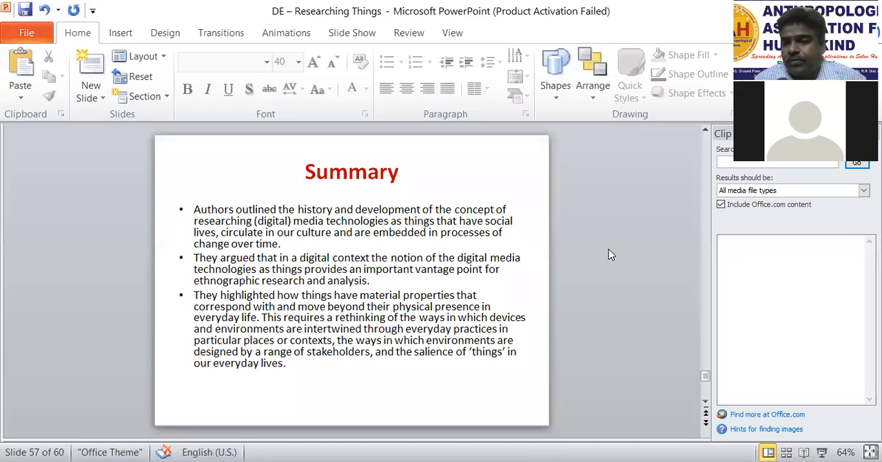The authors of this book, Digital Ethnography: Principles and Practice, which is a textbook for our digital ethnography course, outline the history and development of the concept of researching digital media technologies as things that have social lives, circulate in our culture, and are embedded in the processes of change over time. They argued that in a digital context, the notion of digital media technologies as things provides an important vantage point for ethnographic research and analysis.